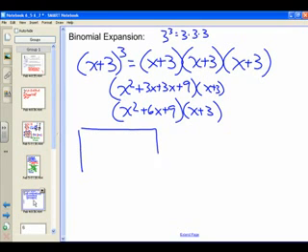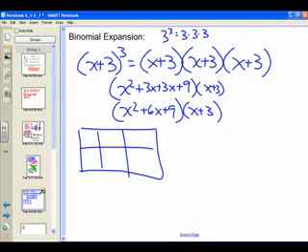Shh. We have x and plus 3. Stop talking. Stop throwing things. Pay attention. Or we could have used this method that we learned.